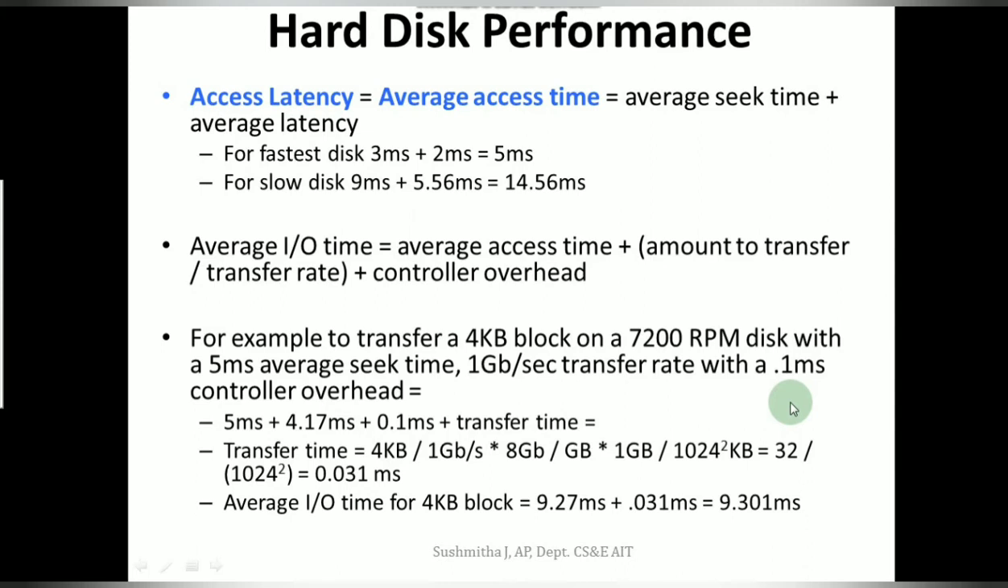I think I'm not getting deep there. These are concepts that you would have already studied in your computer organization. So the device controller overhead is 0.1 millisecond. Given this data, you just substitute it into the formula, and your average IO time to read a 4 KB block is 9.3 milliseconds. So this is how you would calculate the performance of the hard disk. The specifications would be given, you just substitute them, and check the time that it takes.